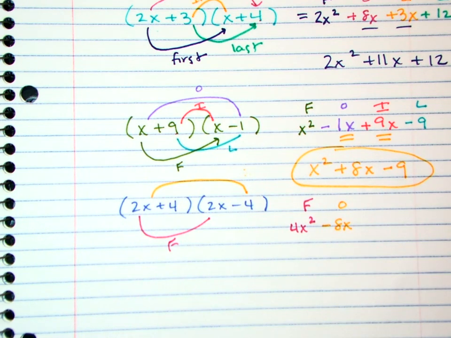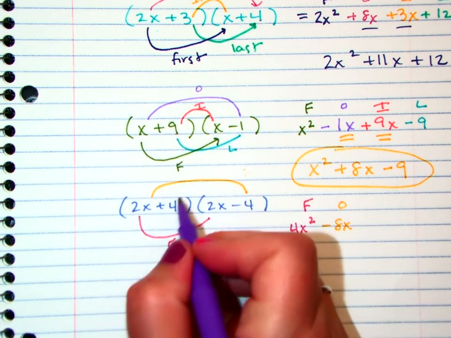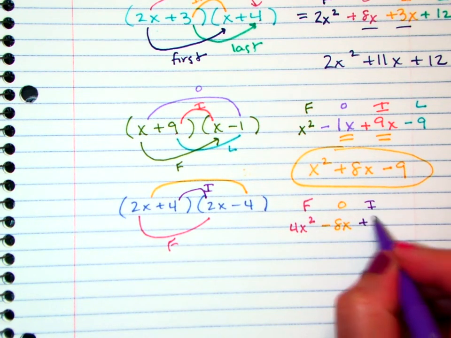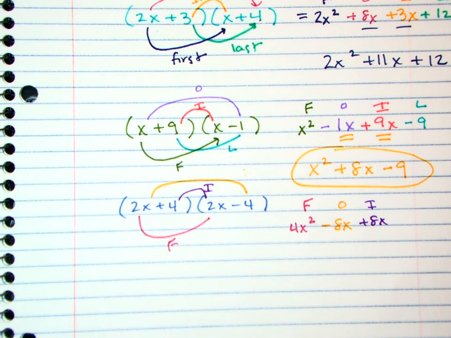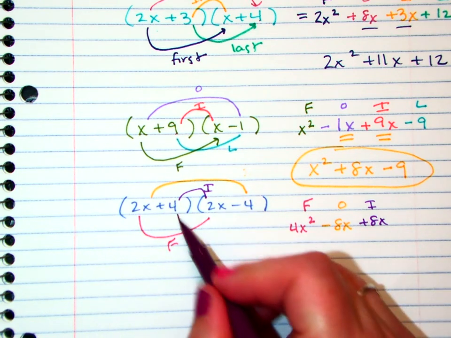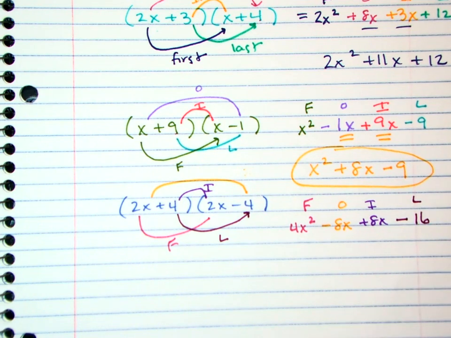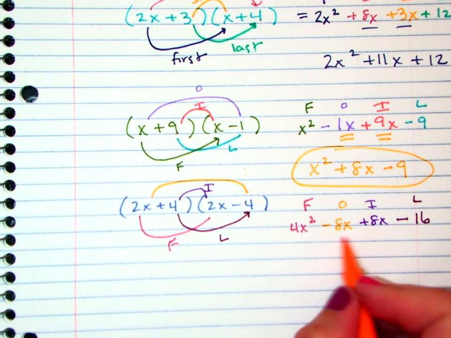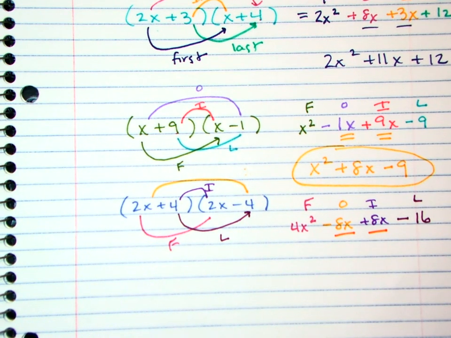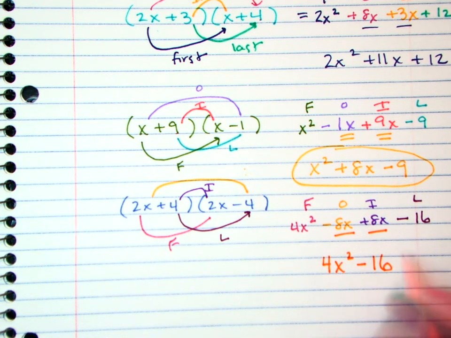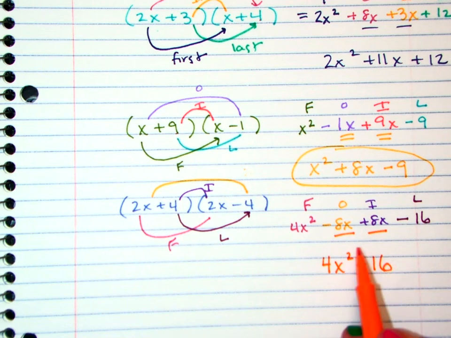Then I'm going to do the inner, which is 2x times a positive 4, so plus 8x. And then the very last two terms, 4 times negative 4, so minus 16. Now in this case, and this is why it was a special case, the two in the middle, negative 8x and positive 8x, cancel out to nothing. So you just get 4x squared minus 16.